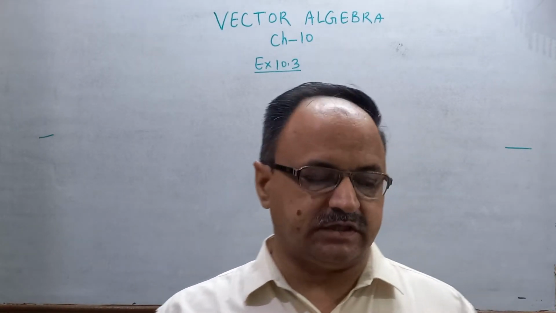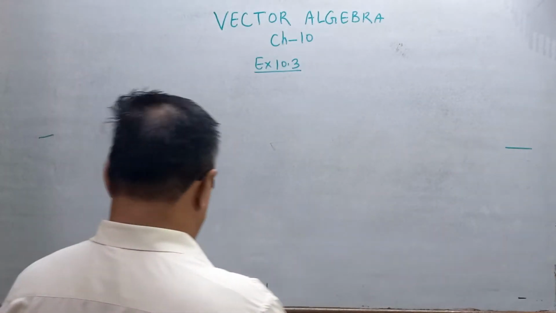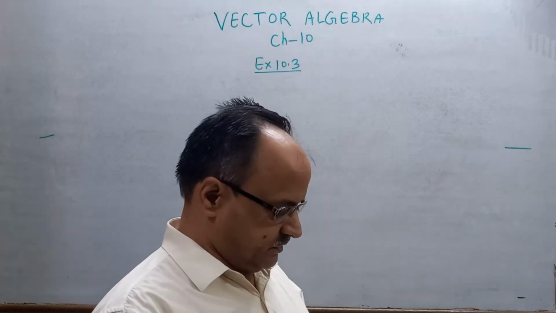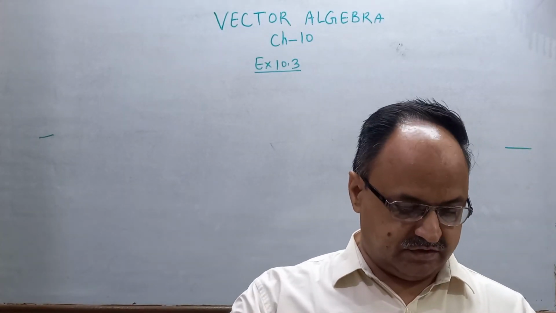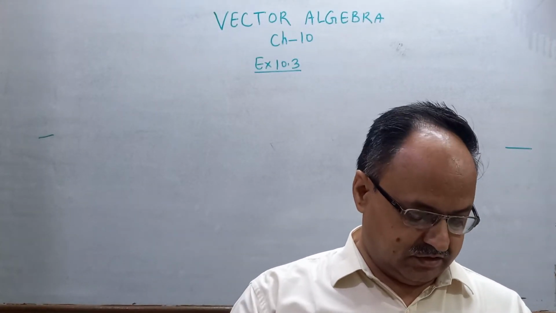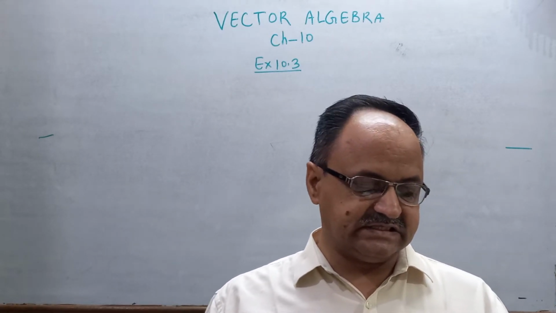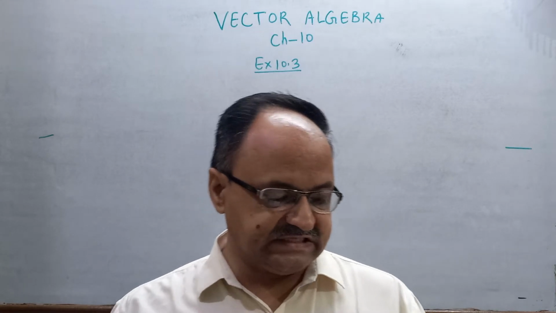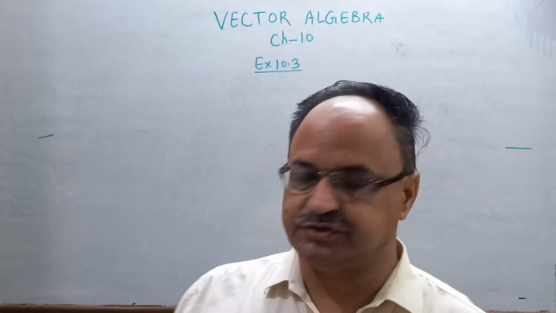Today we start exercise 10.3. In exercise 10.3, question number 10. If vectors A, B and C are such that A plus lambda B is perpendicular to C, then find the value of lambda. This is the question.